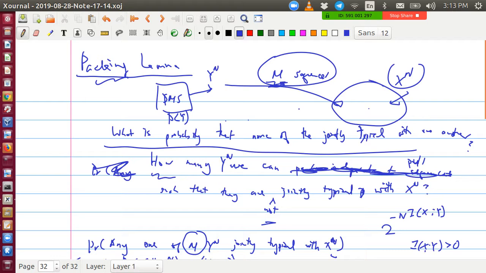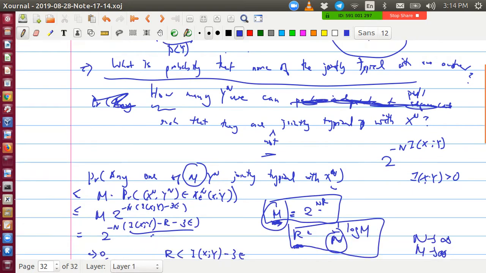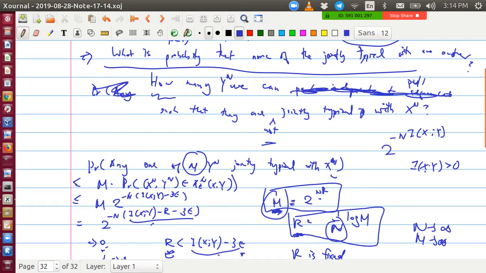Yeah, you can say that. So then you expect that you will need more yn until one of the ym is jointly typical with xn. What I mean is that inherently, when we ask this question, the number of sequences depends on the length n that you pick.